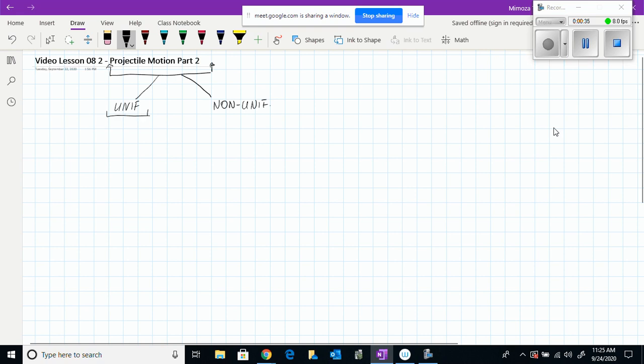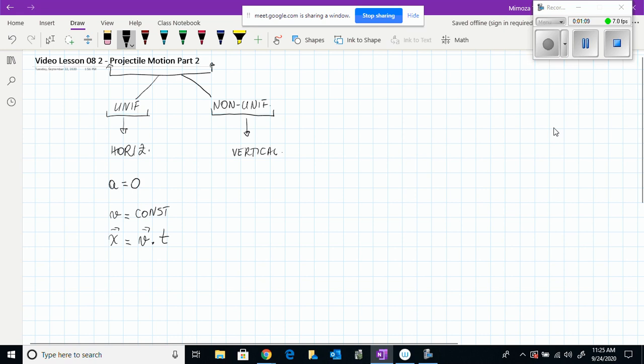The uniform motion is happening in projectile motion on the horizontal axis, while the non-uniform motion is happening on the vertical axis. To have a uniform motion means that acceleration is equal to 0, velocity is constant, and the displacement is calculated with the formula v times t.